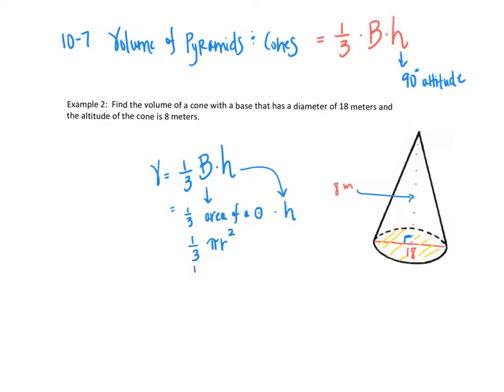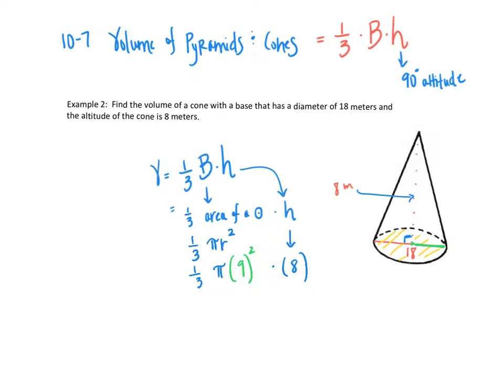Well, in this case, what is the radius? If the diameter is 18, the radius would be half of that, so it would be 9. And then what is the height of the cone? Well, it told us that the height is 8. So now I just have to simplify this.